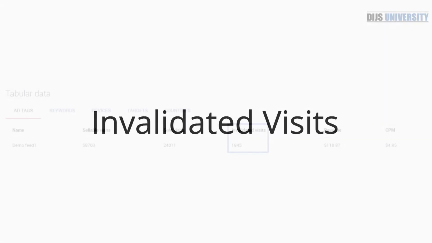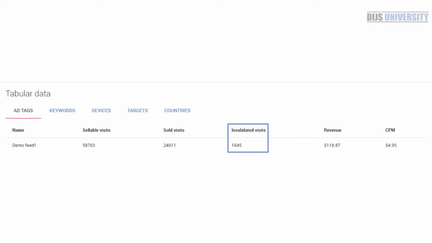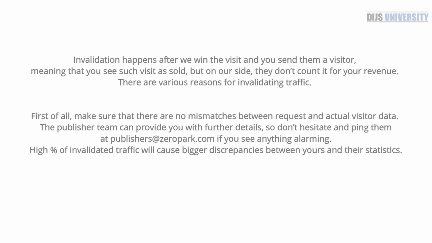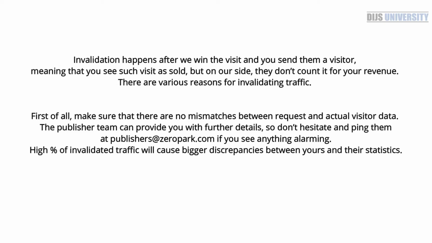Invalidated visits. The other stats that no one wants to see growing are invalidated visits. You can see their total number in the tabular data section of your dashboard. Invalidation happens after Zeropark wins the visit and you send Zeropark a visitor, meaning that you see each visit as sold, but on their side, they don't count it as revenue. There are various reasons for invalidating traffic.